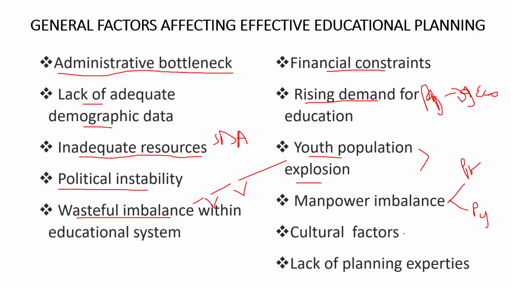Then there are cultural factors. Sometimes you plan for equality and equity, but it's a problem. Some cultures prohibit or limit girls from accessing education, and therefore there's gender disparity within the education system. And lastly, there's a lack of planning expertise. For example, cost benefit analysis, cost effective analysis, cost efficiency. All these require expertise in economics, and therefore sometimes it's difficult to get them in sufficient numbers, and this becomes a problem in effective planning in education.